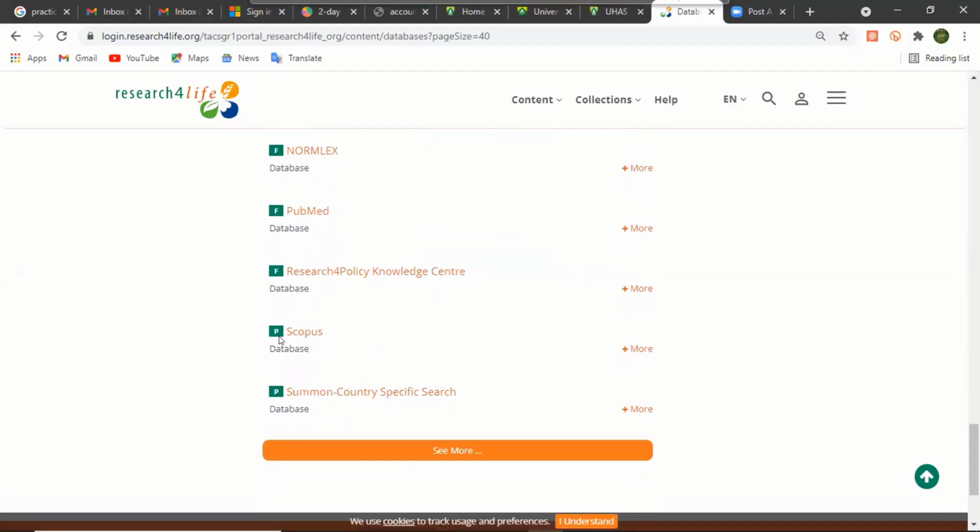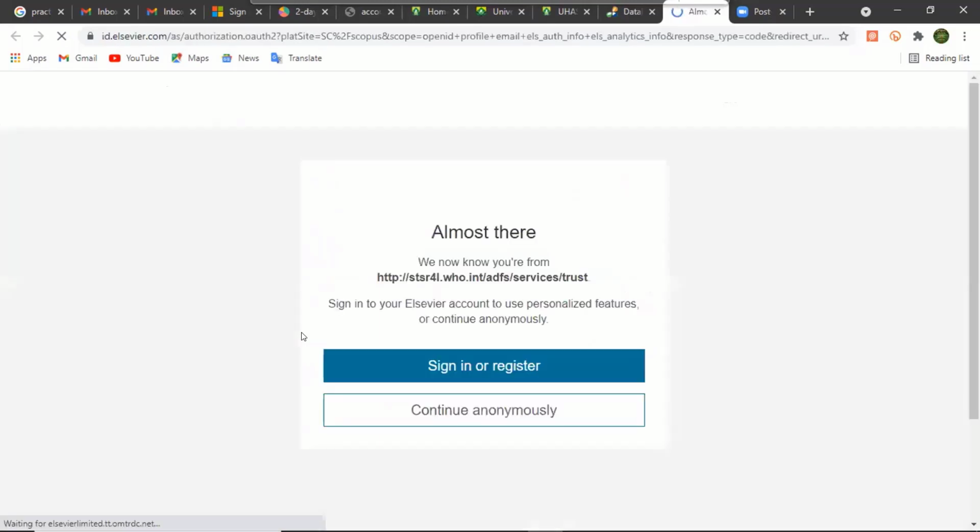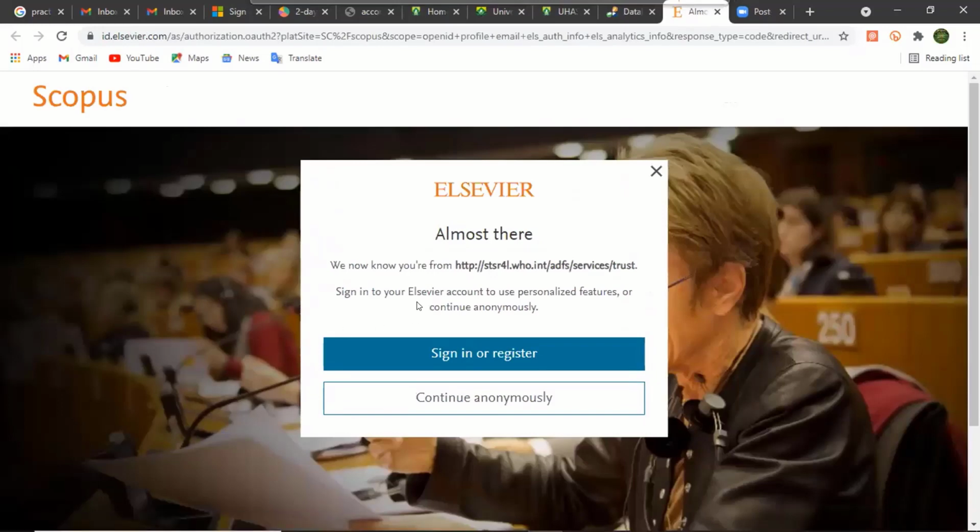As you can see, we have the P that tells you access is provided by Research4Life. So I click on Scopus here, and Scopus will recognize that I'm logging in through Research4Life. It is going to try and authenticate my access. And this is what it is telling me. It says, we know you are from R4L, that is Research4Life, WHO INT, okay? But then they wish that I create a personal login.